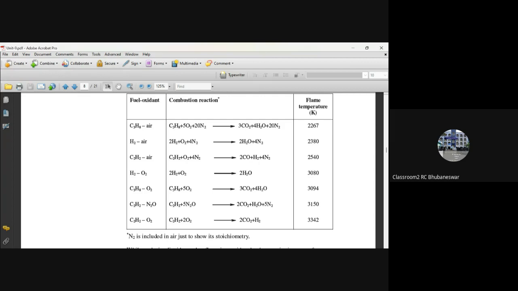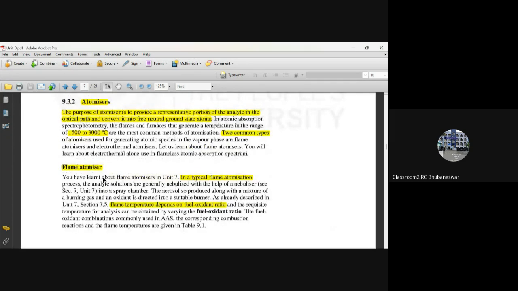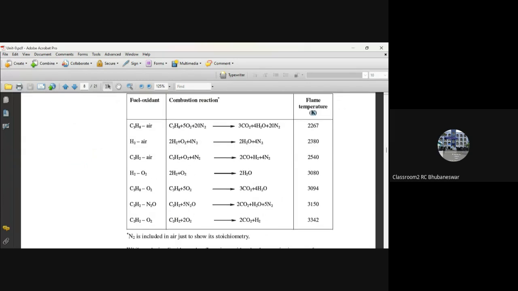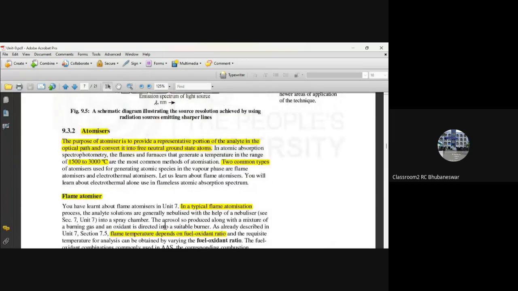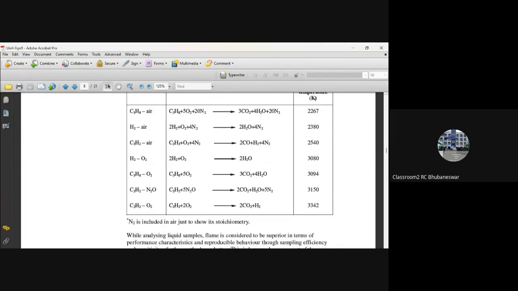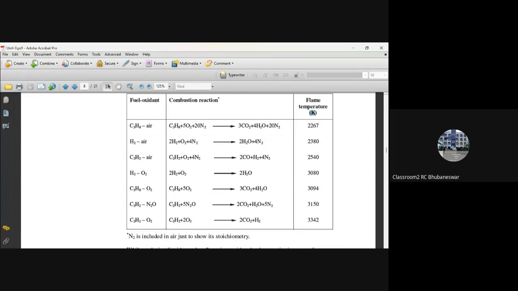But here, as we discussed, in AAS you have to take a thing which will be maintained within 1500 to 3000 degrees centigrade. It should not go beyond that. Or is it in Kelvin? It is in Kelvin, and here it is mentioned in degree centigrade, so there is some error and we must cross check this. Later on we can do that, but whether it is degree centigrade or K, it has to be 1500 to 3000. Then it is a better fuel oxidant mixture for us to be studied.